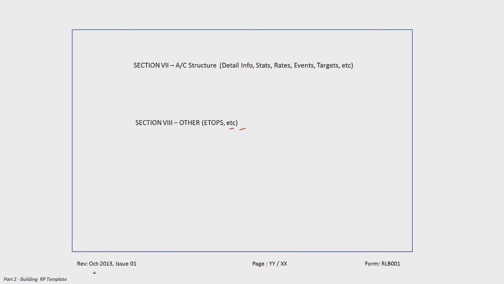Definitely we have here revision number, October 2030 issue 01, page number, and form number. And this was the last slide for our part 2. Now let's move to the next slide and start part 3. See quick high-level general brief example for our reliability program reliability report.